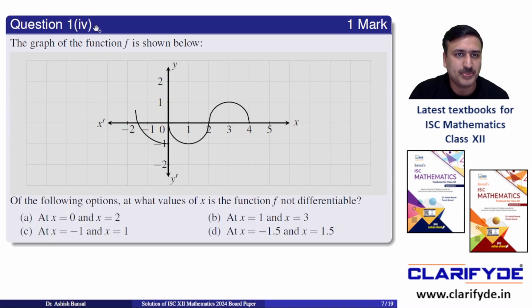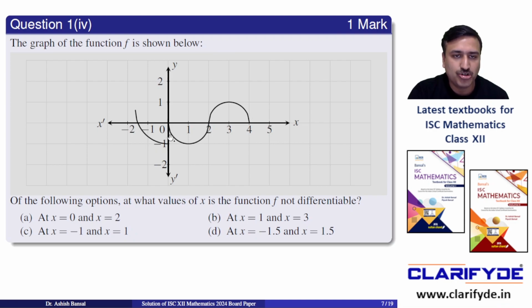Question number fourth part. We are given a graph of the function f as shown in the figure. We have to find the values of x for which the function f is not differentiable. If you observe the graph carefully, this graph moves like this, goes to -1, it breaks here, then it starts from 0, moves on like this and goes till 4.